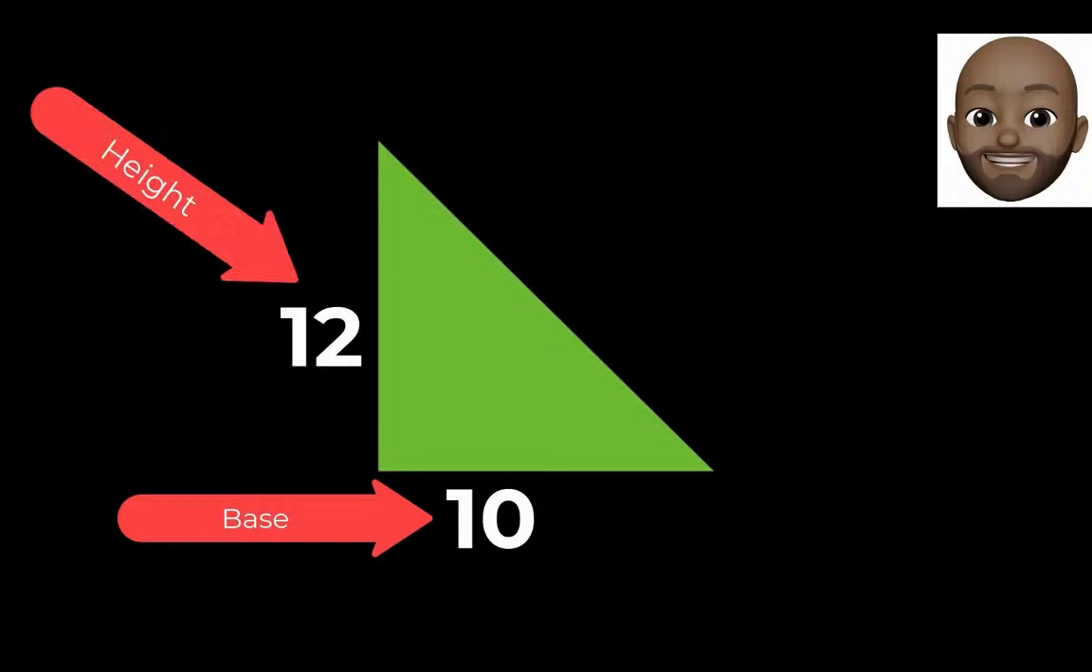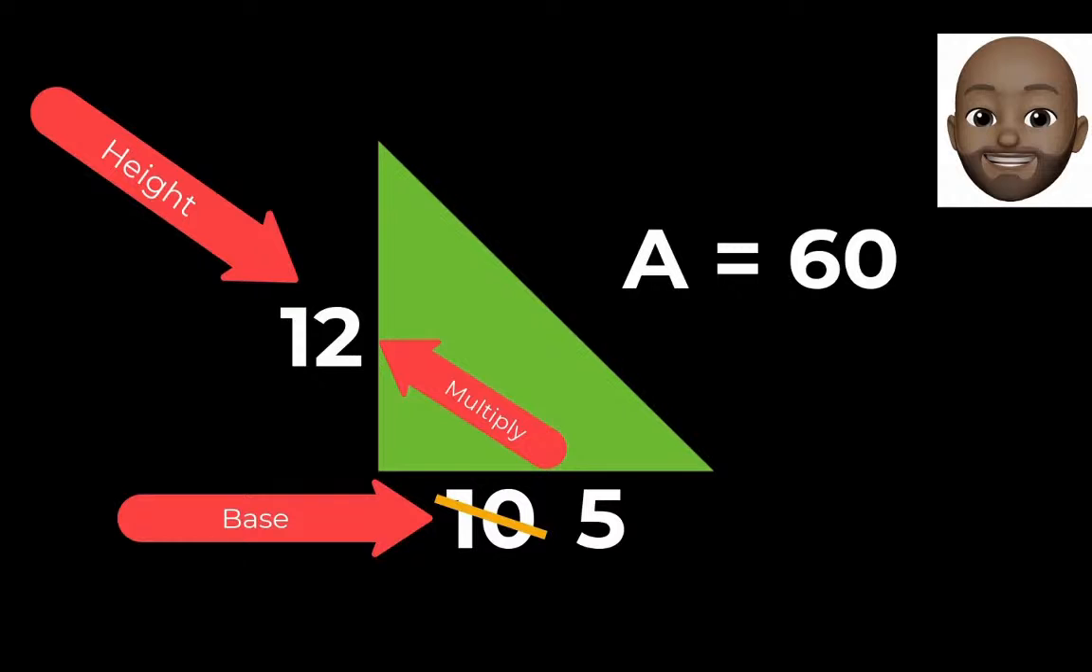Second example. This triangle has a base of 10 and a height of 12. To find the area, simply take half of 10, which is 5, and multiply it by 12, which will give us a total area of 60.